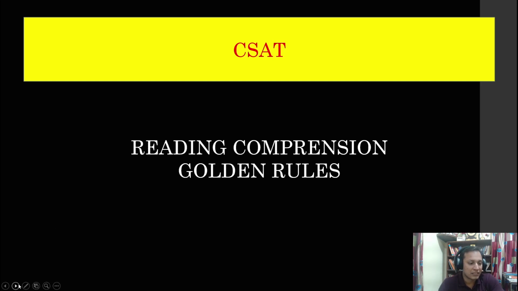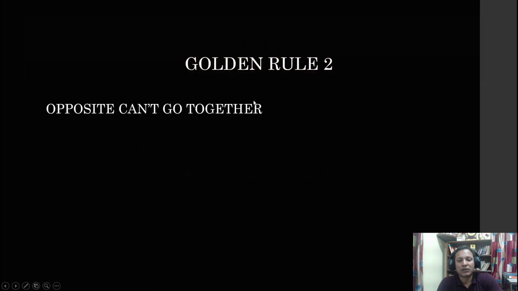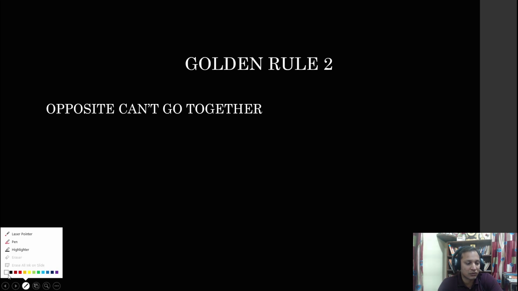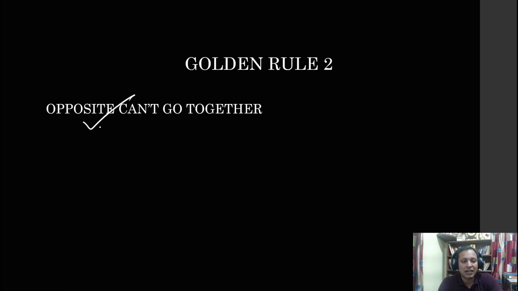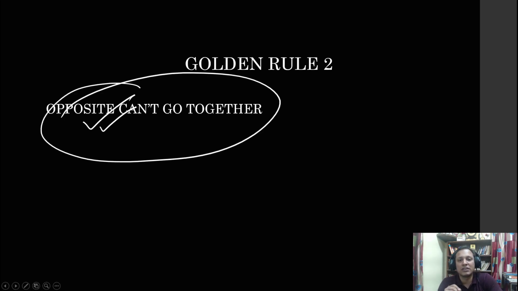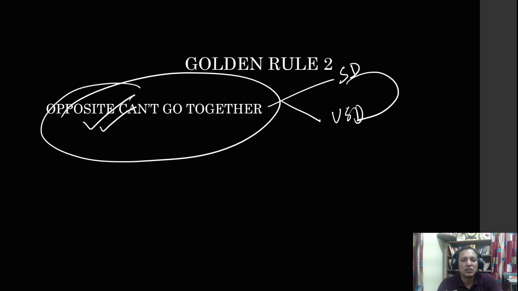So let us read today's passage, but before that let me share with you the rule. The rule says the opposites can't go together. Sometimes in the answer options there are two opposite statements. For example, the first statement may mean sustainable development, and the other statement means unsustainable development. So opposites cannot go together. This you should always keep in mind, and you should try to eliminate things which are opposite in meaning.